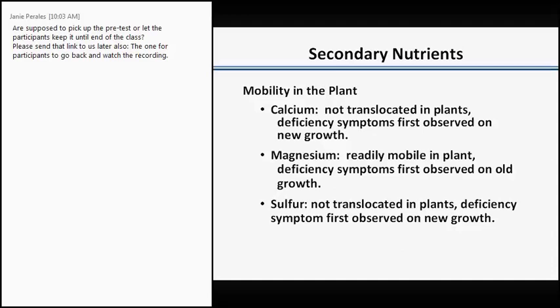So why do we call them secondary if they're similar to what we call the primary macronutrients? Well, we usually don't have to put them back into the soil. Most of the time they're sufficient in the soil, and so that's one of the reasons why we call them secondary. But the other thing is usually they're a little bit lower in concentration, especially compared to nitrogen and potassium.